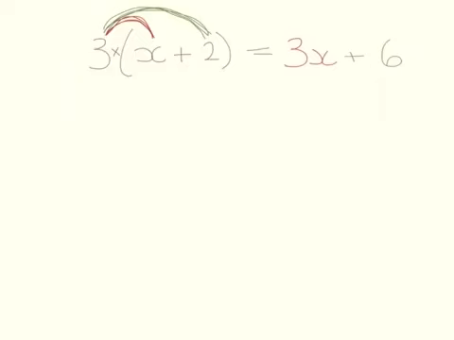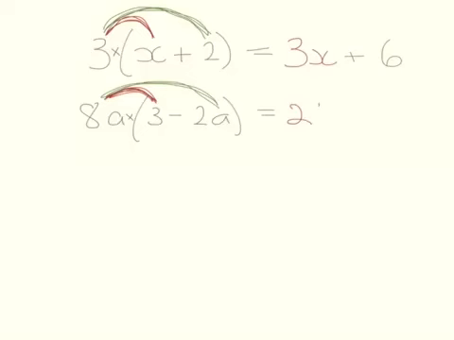We'll try another one. If I had 8a outside of 3 minus 2a, once again, the 8a has to be multiplied with the first thing in the bracket and then with the second thing in the bracket. So 8a times 3, 8 3s are 24, but it's got an a next to it, so it needs an a there. Then 8a times 2a. Firstly, the numbers, 8 times 2 is 16, but it's 8 times minus 2, so it's minus 16. And then a times a is a squared.